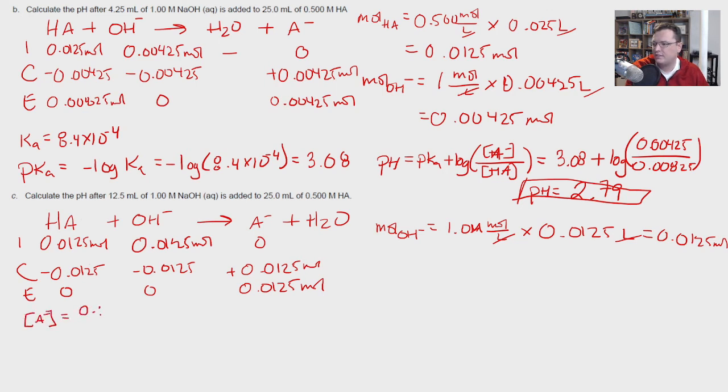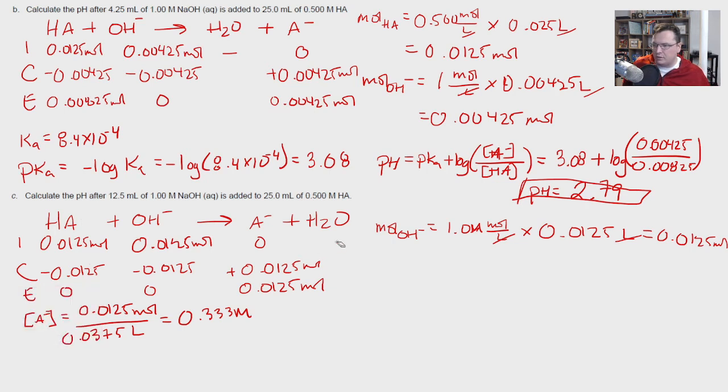So that's going to be 0.0125 moles divided by the total volume, which is 12.5 plus 25, so that's 37.5 milliliters. So that's 0.0375 liters. So we take that, we have 0.0125 divided by 0.0375. And so what we get is a concentration of 0.333 molarity. So we have that concentration.